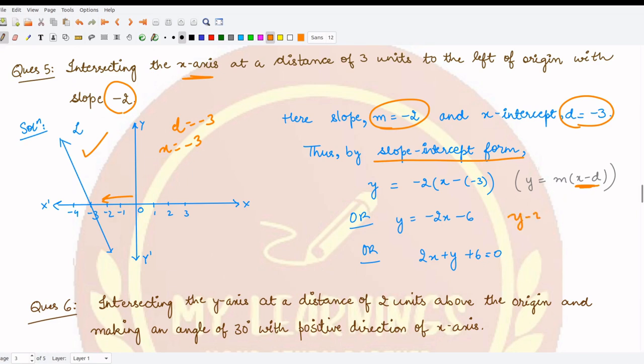That is y minus y1 is equal to mx, where you can have any constant. This was your equation when you have the y-intercept. Now in this case we have the x-intercept, so we will use this formula here to solve the equation. The value of m is given to us as -2, you can put it here. The value of d is given to you as -3, you can put it here, and then simplify to get your equation. Fine. Let's move on to question number 6.